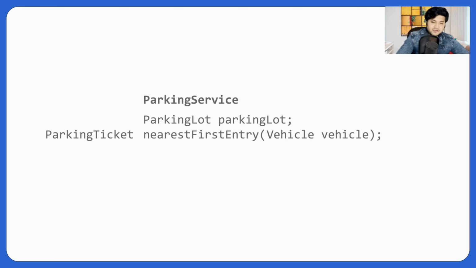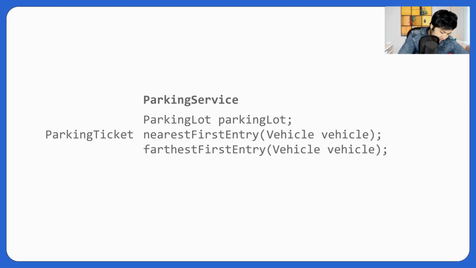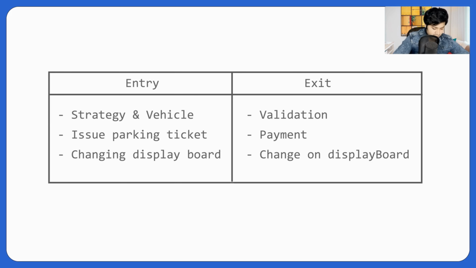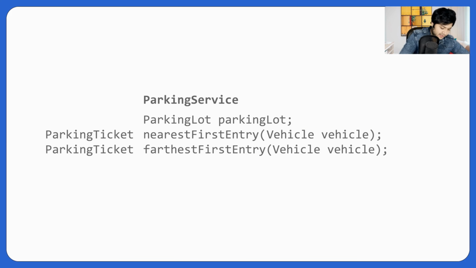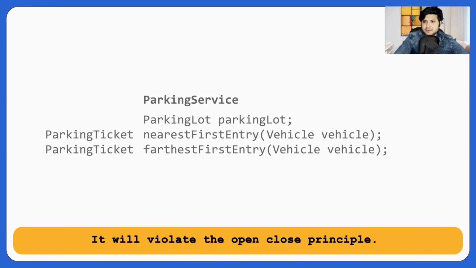Same way, if the strategy is farthest first, we'll have farthest first entry, same arguments, and we'll return parking ticket. Okay, both the methods which we have made would change the display board. This is recurrent, and would find the appropriate parking spot, right? Going forward, let's say one more strategy comes in, which says smart strategy. So you will have to make one more method here, which means you will have to update this service, which means it will violate open close principle, right?